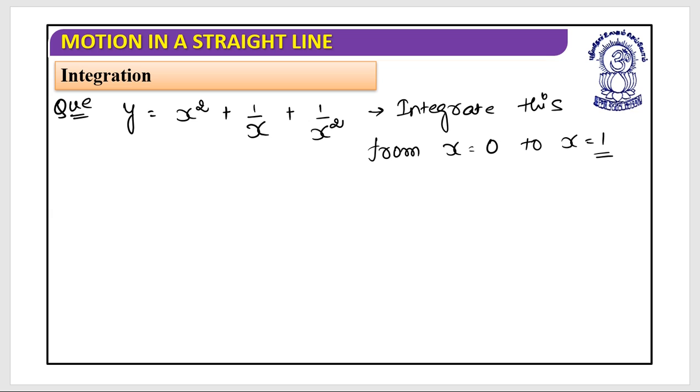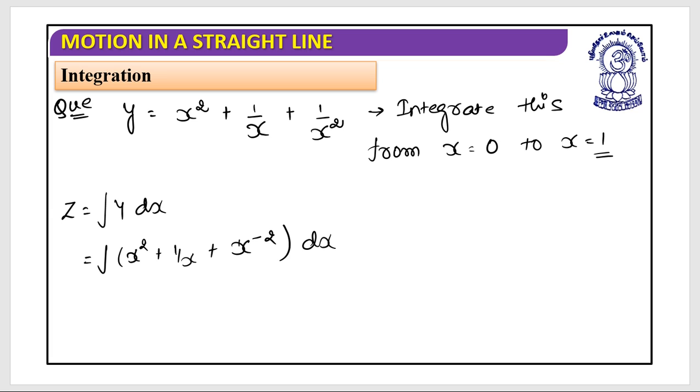So let's integrate this. What you need to do is, let's say z is equal to the integration of y dx. So this is equal to the integration of x square plus 1 by x plus x to the power minus 2 dx from 0 to 1. If I integrate this, x square gives x cubed by 3, 1 by x gives ln x, and x to the power minus 2 gives x to the power minus 1 divided by minus 1.